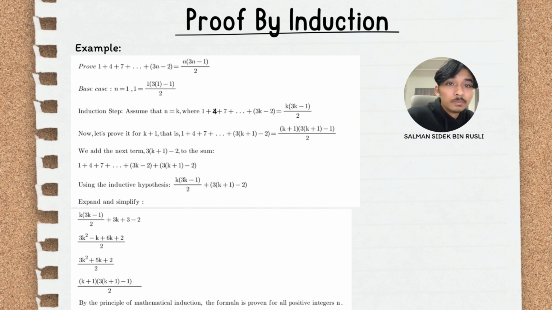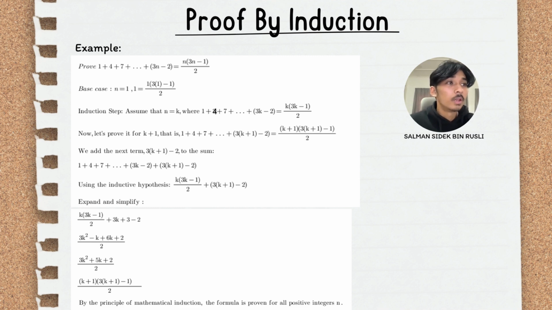So it's gonna be 1 plus 4 plus 7 plus ... plus (3k minus 2) plus (3 times (k plus 1) minus 2). Right, so now we're gonna use the inductive hypothesis, where k times (3k minus 1) divided by 2 plus (3 times (k plus 1) minus 2).